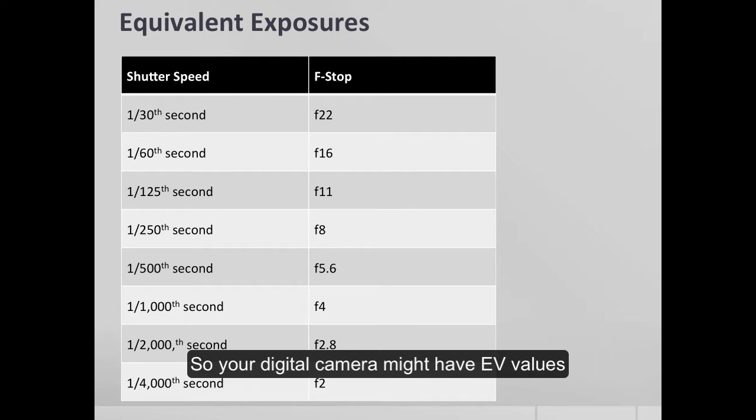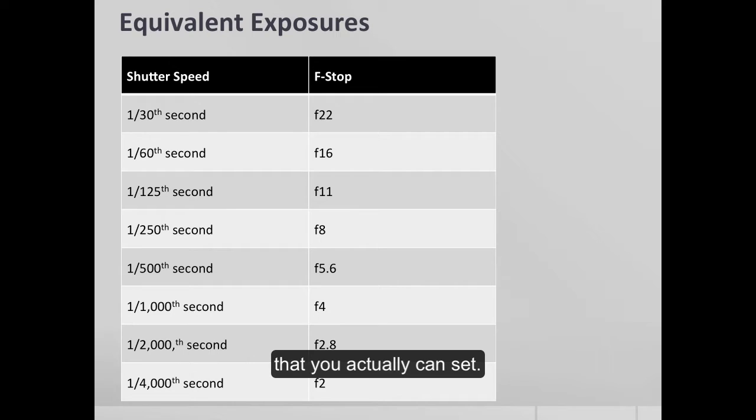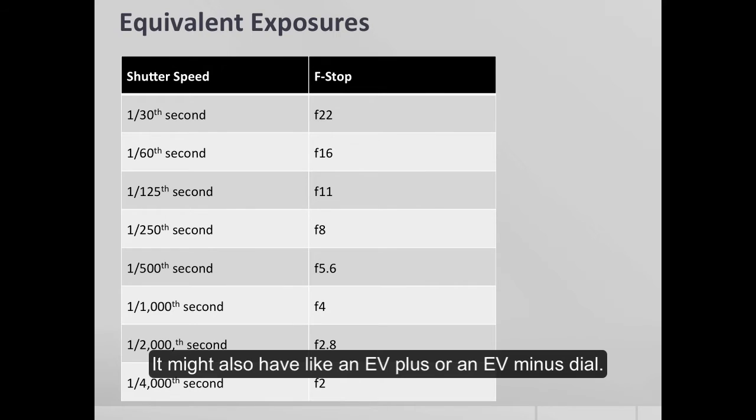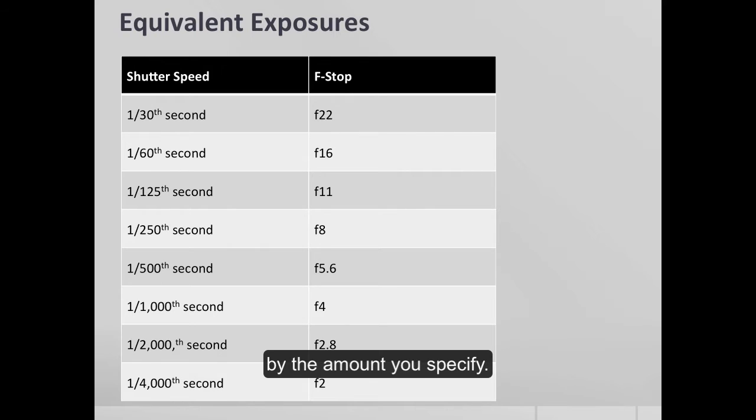So your digital camera might have EV values that you actually can set. It might also have an EV plus or an EV minus dial. So look at your camera and see if you have that. That lets you correct the automatic exposure by the amount you specify. Okay, so remember, aperture and shutter speed equal exposure. And this is how we can play with our shutter speed also.